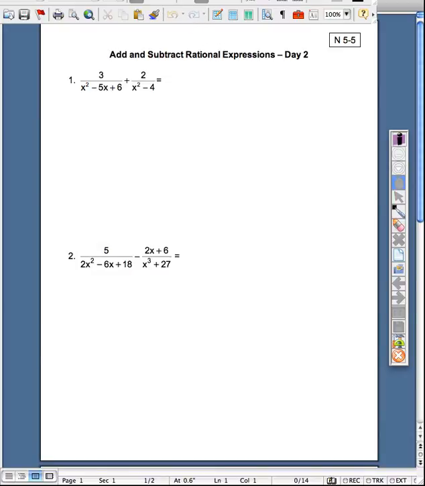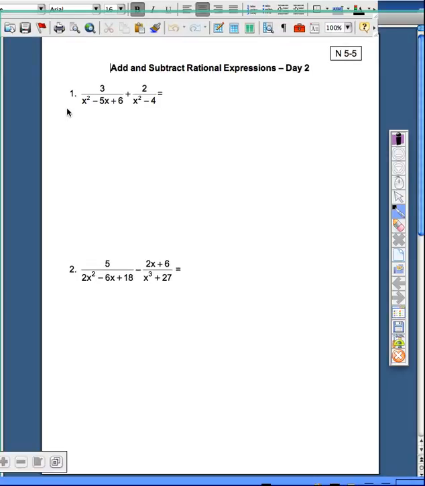So we need to factor this, so let's get our pen. We need to factor this denominator down here, and that would factor mentally as x minus 3 times x minus 2. Again, we know because this is positive, both the signs are the same, and this tells me they're both negative.